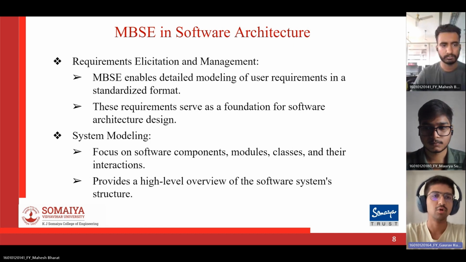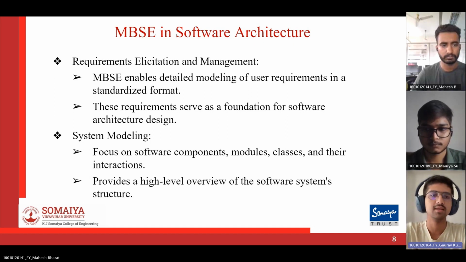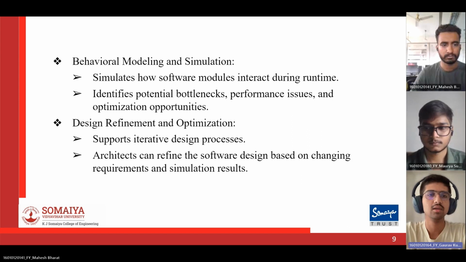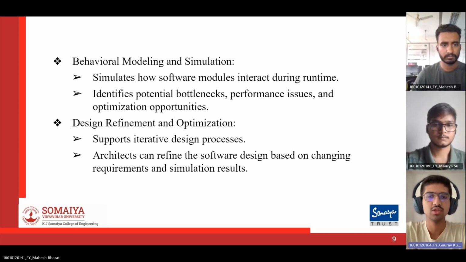The second point being system modeling. MBSE facilitates the creation of comprehensive system models spanning software components, hardware, data, and their relationships. In the context of software architecture, these models offer a high-level overview focusing primarily on software components and their interactions. Moving on to the next slide, we will be seeing the behavioral model and simulations. MBSE enables the modeling of system behavior, including the intricate dance of software components. Architects use behavioral models to simulate runtime interactions, identifying potential bottlenecks and areas for optimization.